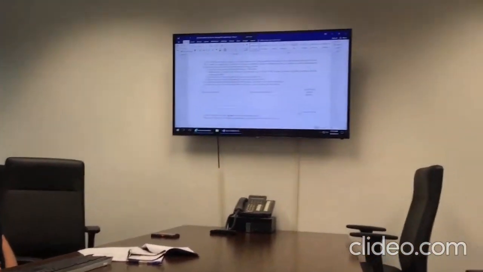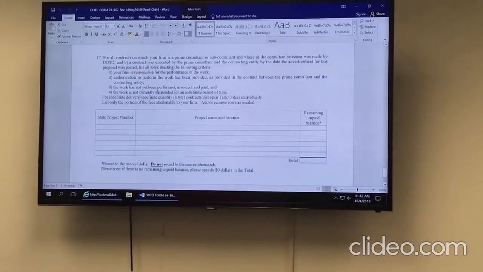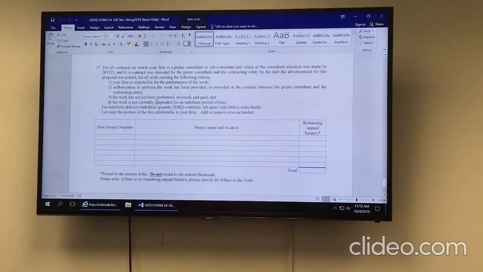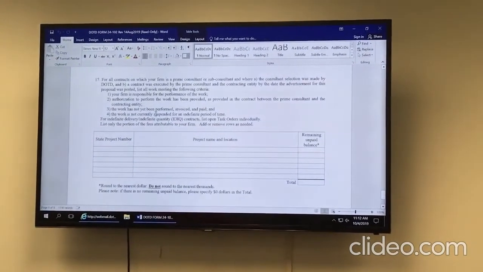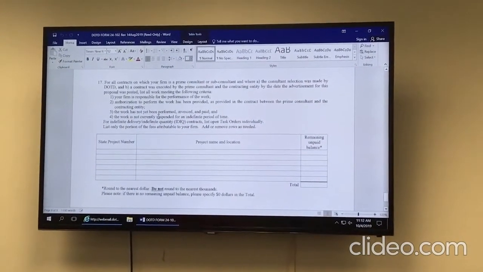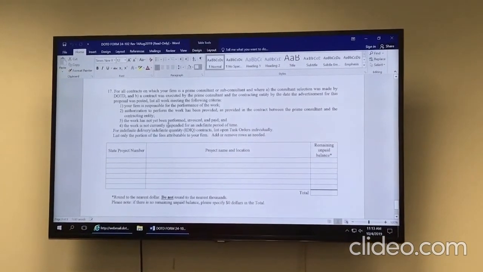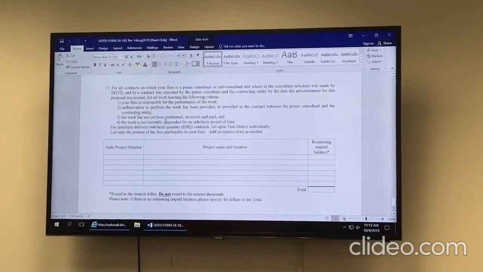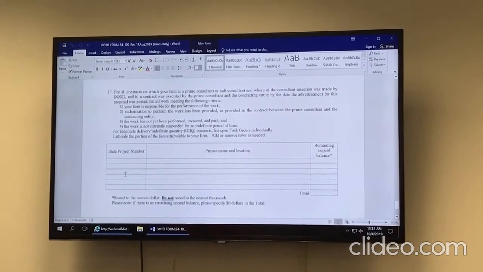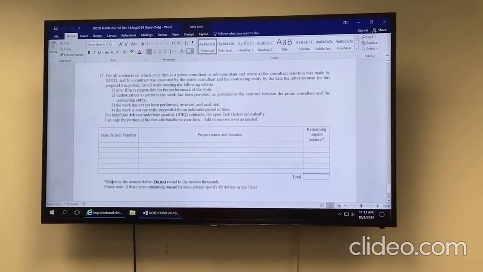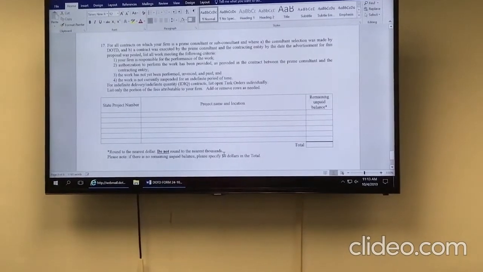Okay, section 17. This is the part of the 24102 where the consultants let us know how much outstanding work is still with DOTD and what the value of that work is. And the problem here is several actually. One is, and let me point out real quick, down here at the bottom where we've got the asterisk, it says round to the nearest dollar, do not round to the nearest thousands.